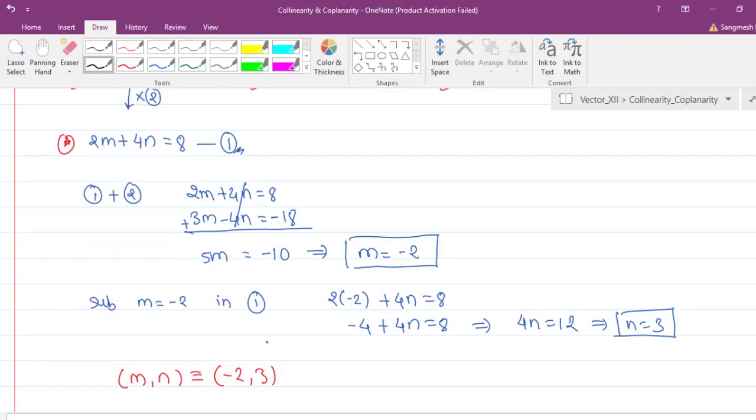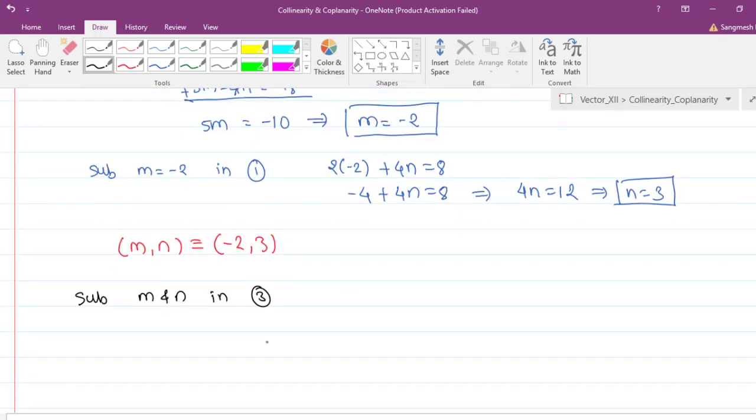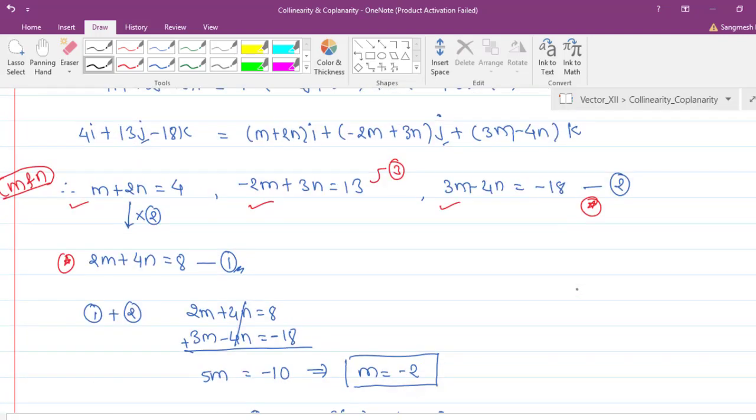The third equation is minus 2m plus 3n. So it is minus 2m plus 3n, which gives minus minus plus 4 plus 9, which equals 13. So is this equal to 13? Yes. So LHS equals RHS.